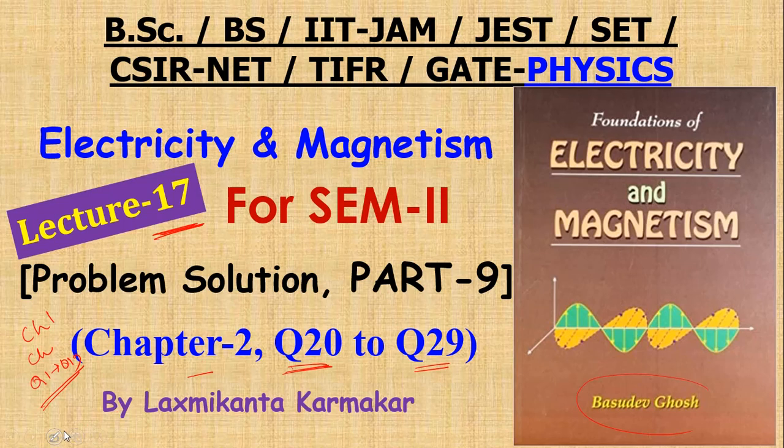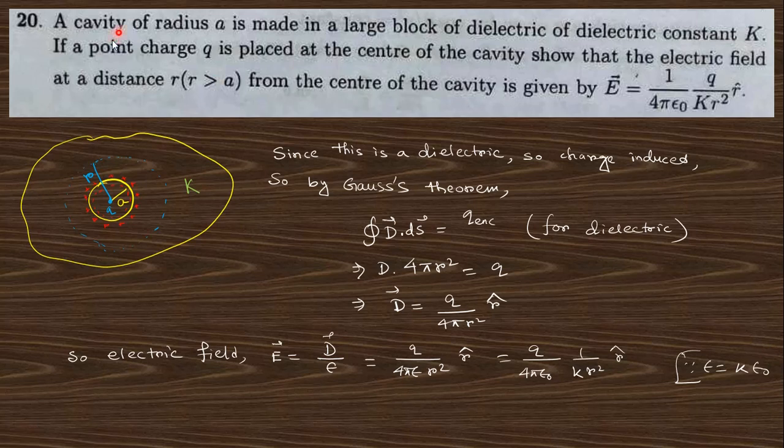So let's start today's question, that is question number 20 of chapter 2 of this book, which says a cavity of radius a is made in a large block of dielectric constant K. This is a dielectric material whose dielectric constant is K, and within the dielectric there is a cavity of radius a. If a charge Q is placed at the center of the cavity, find the electric field at a distance r greater than 2a, that means outside of this cavity, from the center.